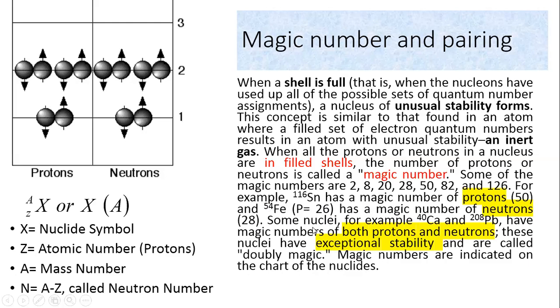The third possibility is when both the numbers of protons and neutrons are magic numbers. For example, calcium: atomic number is 20, mass number is 40. So both protons and neutrons are 20 each. That means calcium has both protons and neutrons in magic number, so we call it doubly magic. The magic numbers are indicated on the chart of the nuclides as well, as we discussed in the previous slide. So here is the pairing.